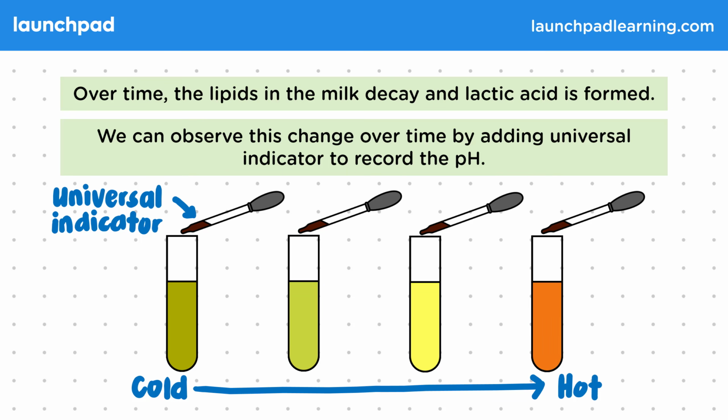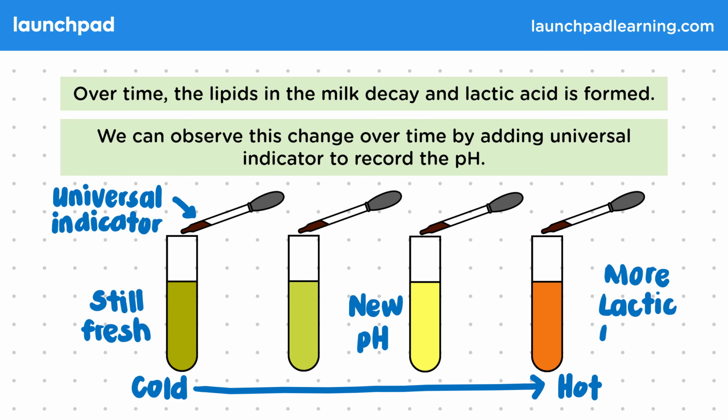You can see that the colour of the cold milk barely changed. This is still fresh. However, as the temperature increases, we start to observe a new pH. We can see by the colour of the milk in this test tube that it's the most acidic, so more lactic acid was produced in the hot environment. How do we figure out how quickly something is decaying?